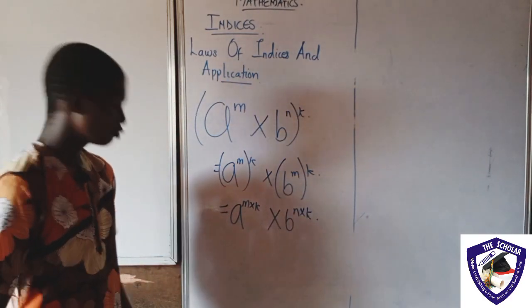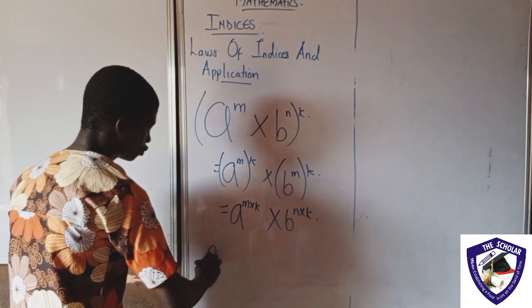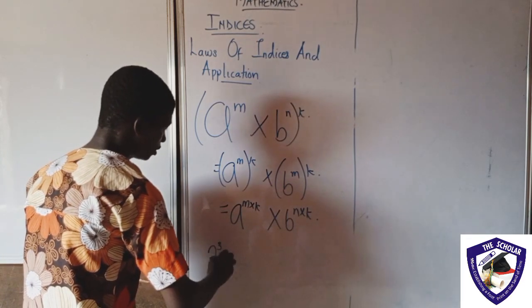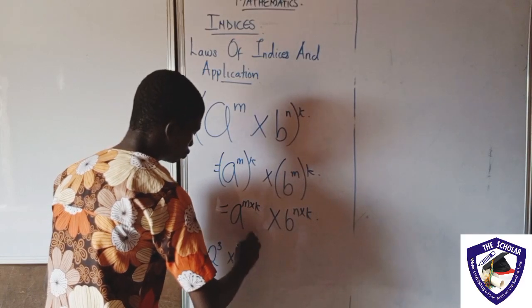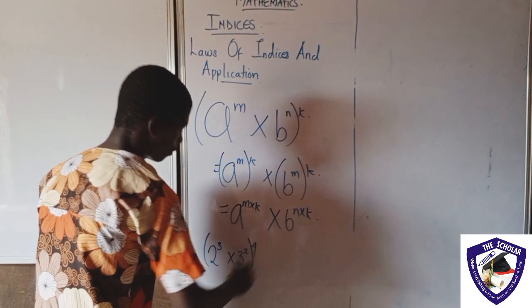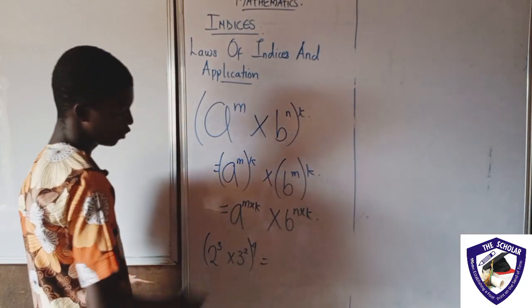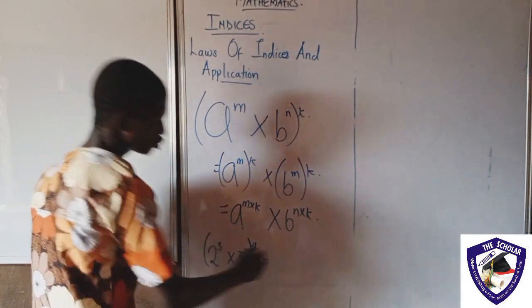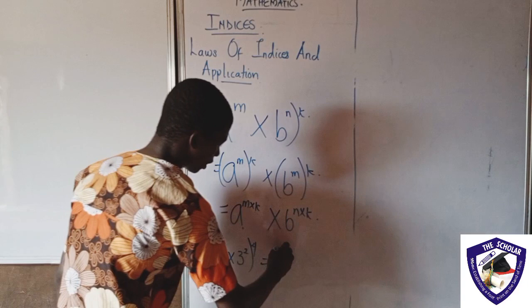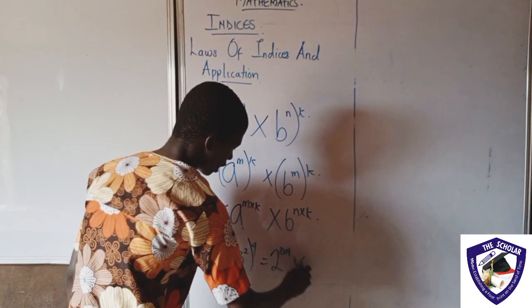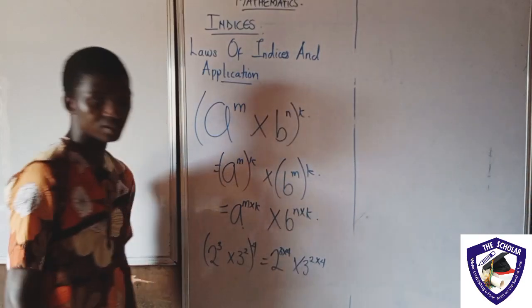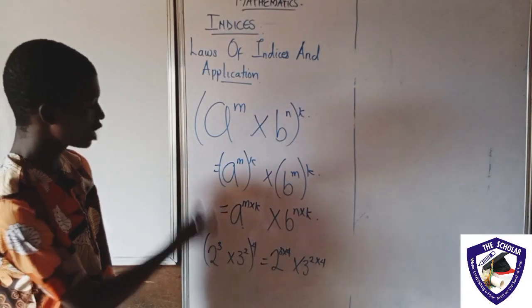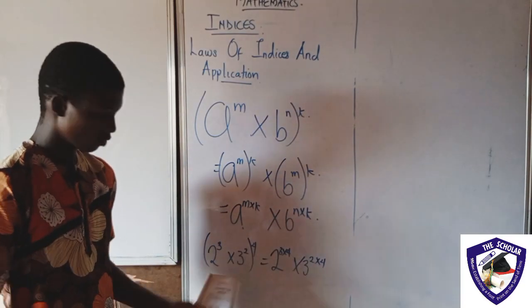For example, when we have 2 raised to power 3 times 3 raised to power 2, all raised to power 4, it gives us something like this. Our a is 2, which is 2 raised to power 3 times 4, times 3 raised to the power 2 times 4. This is exactly what we are going to have. And that's how to apply the third law of indices.